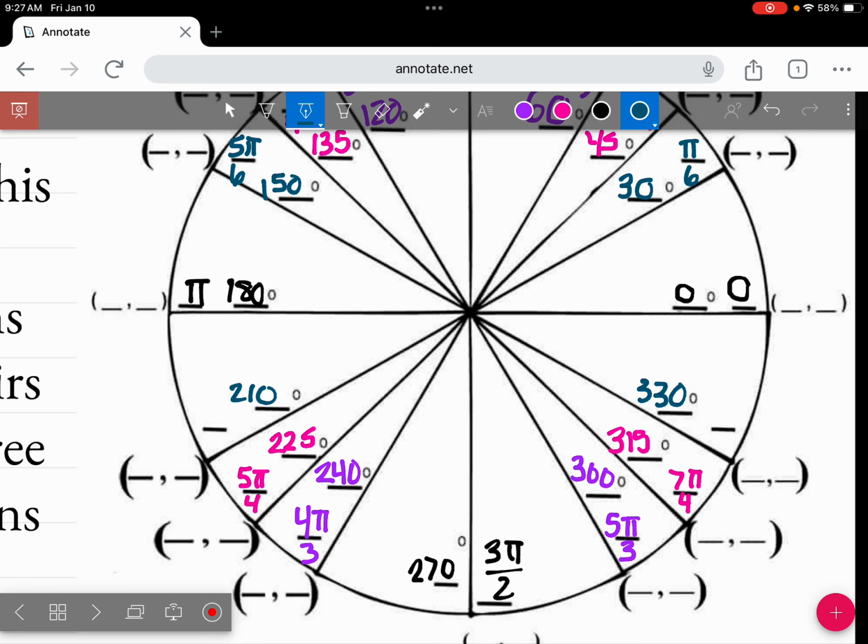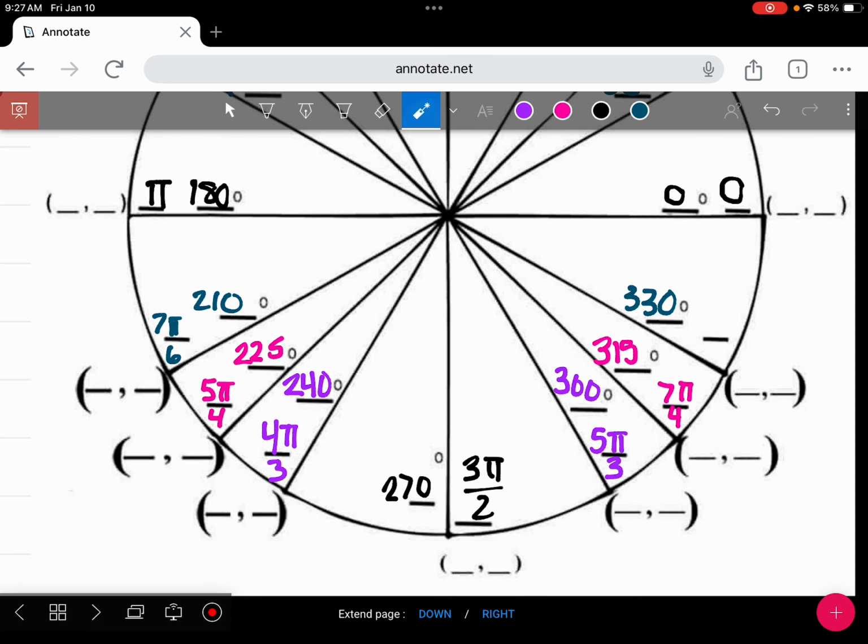7 pi over 6. And then we'd have our 8 pi over 6, which would simplify. 9 pi over 6, which simplifies. 10 pi over 6. 11 pi over 6. I already heard it said once, that's why I just kind of plowed through it. So 11 pi over 6.